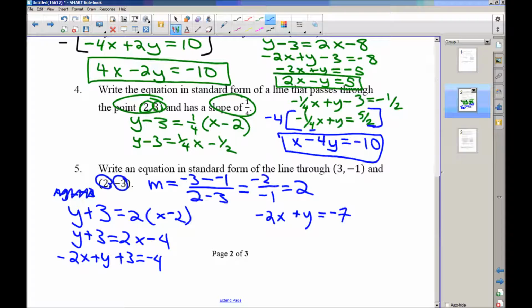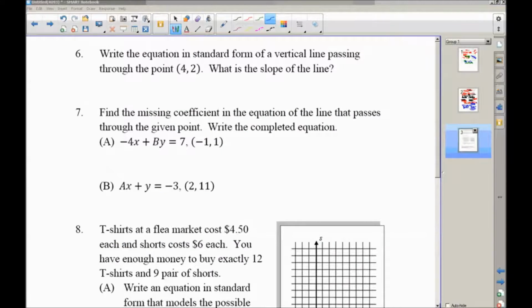And then I like by convention to have a positive coefficient on my x term, so I'll multiply everything by a negative. So this will make positive 2x, negative y, and positive 7. All right, that concludes page 2. All right, on to page 3.